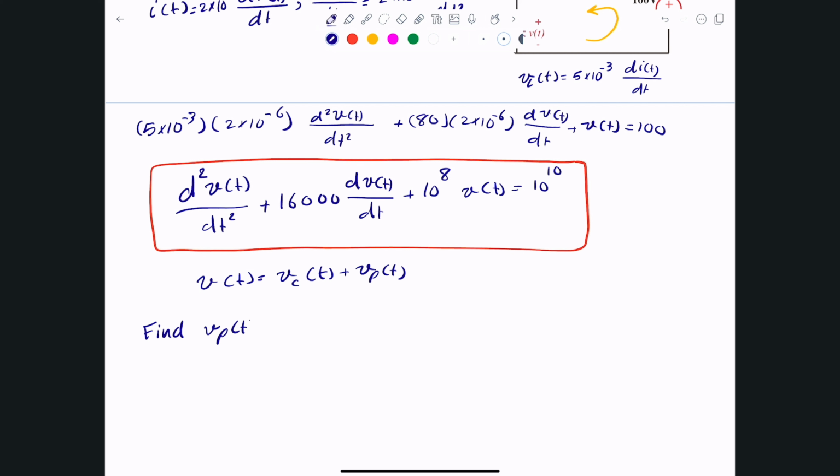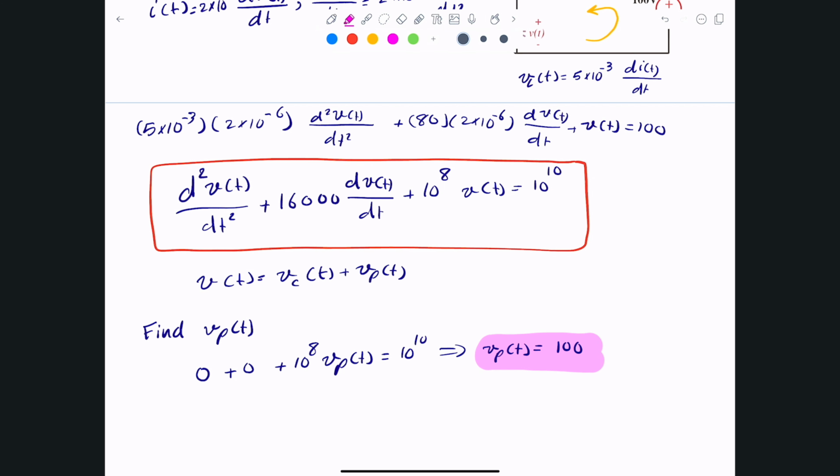Okay, vp of t. So what we can do is we can say 0 plus 0, these are the second and first derivative, plus 10 to the power of 8 v particular solution t equals 10 to the power 10. That means simply the vp of t, which is the particular solution, is 100. So let me just highlight this because we will need it later. So I found the particular solution for this differential equation in here.